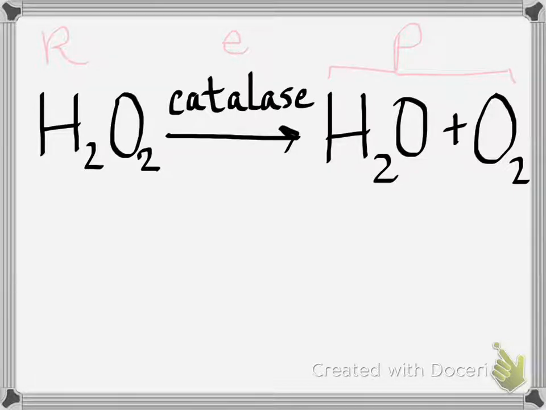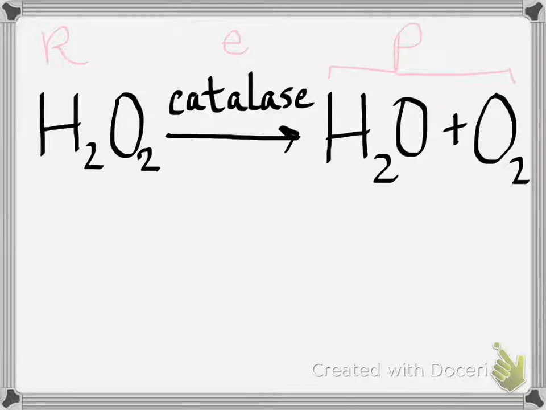And then everybody knows this other side. What is H2O? Oh, people, you scare me. What is H2O? Water. See why I get scared? And what is O2? Oxygen. And if you'll notice, I bracketed those and put a P on it. What does that mean? Products. Those are my products. So anything on the left or before the arrow is a reactant. Anything on the right or after the arrow is a product.